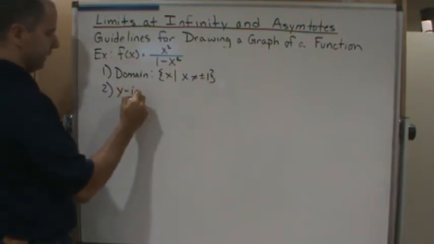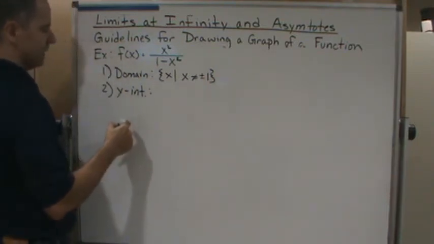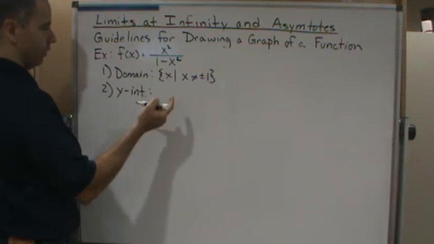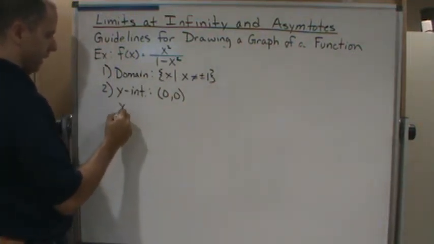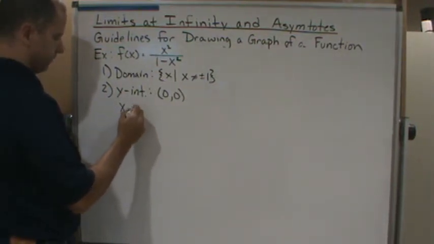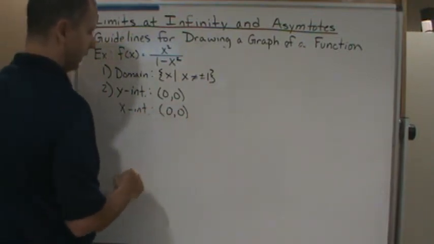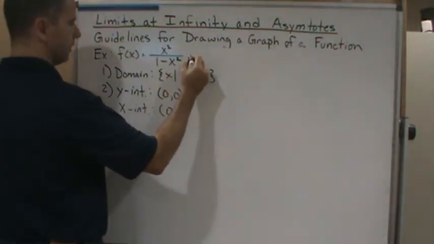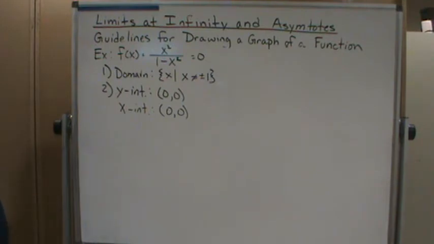The y-intercept is going to happen when x is 0, which means it's going to be at the origin, 0, 0. And the x-intercept is also at the origin, 0, 0, because the only way that this function can be equal to 0 is if the numerator is equal to 0, and that's only going to happen when x is 0. So that's all we have for intercepts.